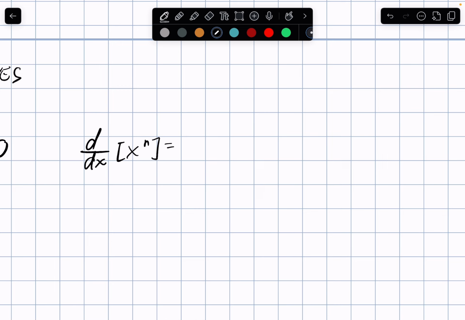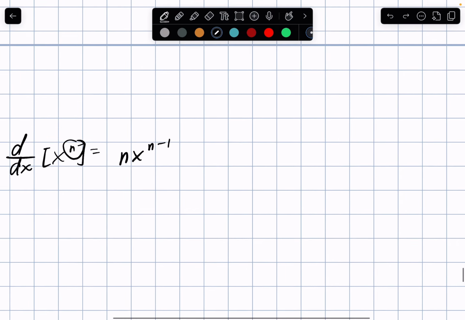So how do we differentiate that? By applying what's called the power rule. It's going to be this. You bring down the exponent, multiply it beside the x, and then you subtract the exponent n with a 1.